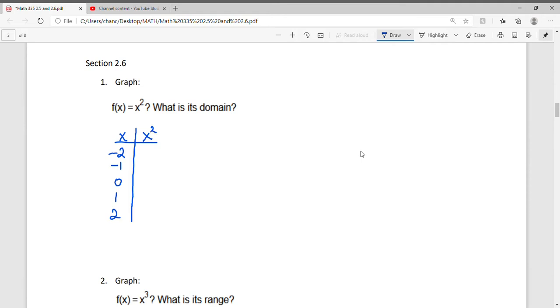We have -2 squared, that's positive 4, -1 squared is positive 1, 0 squared is 0, 1 squared is 1, and 2 squared is 4. So now we have a general idea of what this graph looks like. We can plot (-2, 4), (-1, 1), (0, 0), (1, 1), and (2, 4).